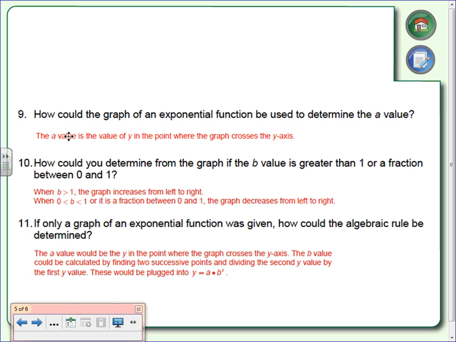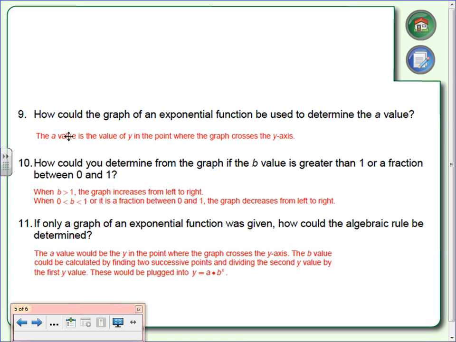Let's not forget, where are we going to find the A? Next to the 0. And where are we going to find B? Successive ratio. And that successive ratio is just dividing one y value by the previous y value.